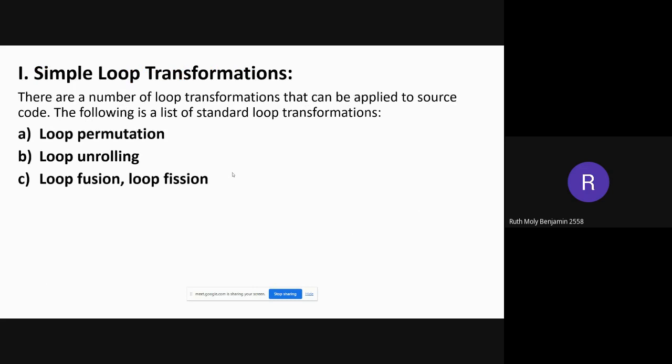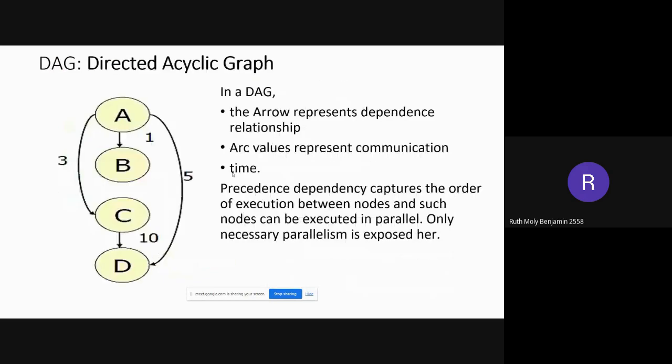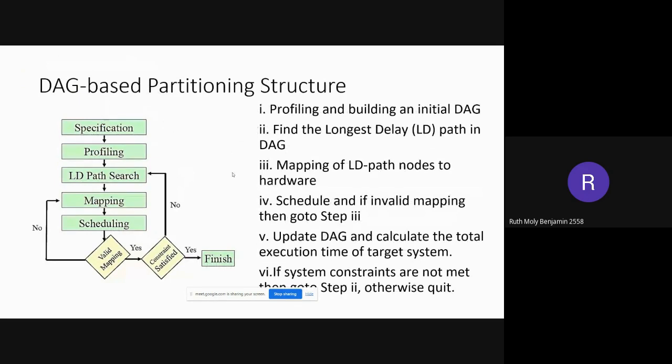So the next part is simple loop transformation. This part I'll take in the next class. So today we learned only about this DAG, that is directed acyclic graph. In a directed acyclic graph, you have different stages, that is specification, profiling, longest delay path search, mapping and scheduling. Only after you complete each of the stages, you can go to the next stage. Okay, so this is a little more complicated, but at the same time, it is more accurate than the other graphical representations.